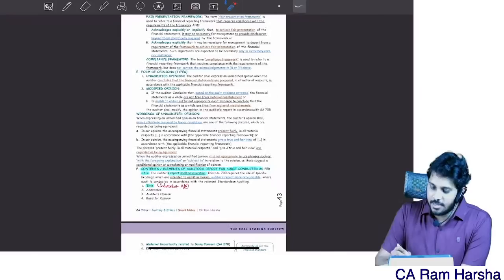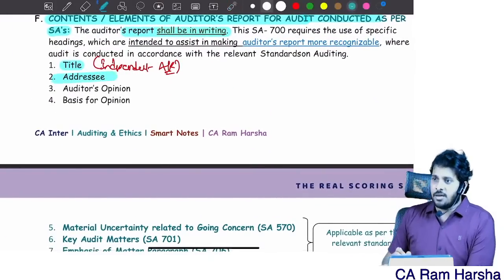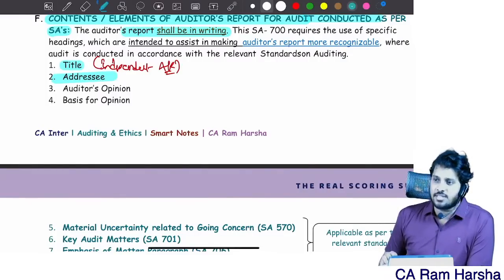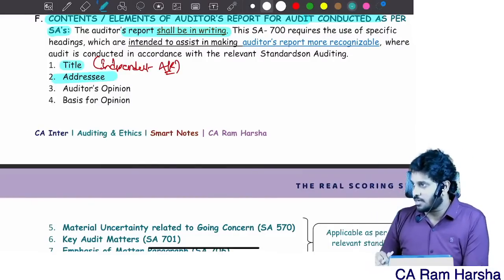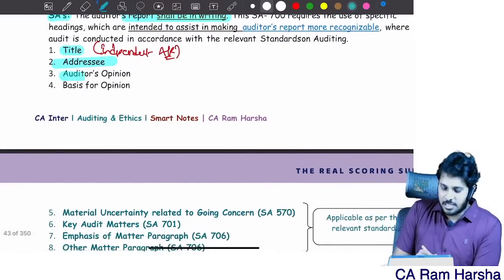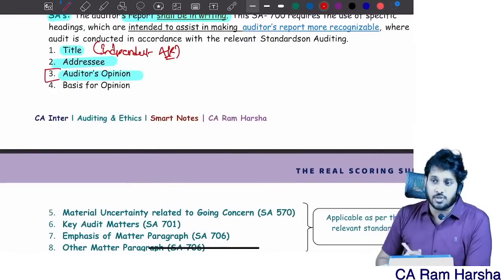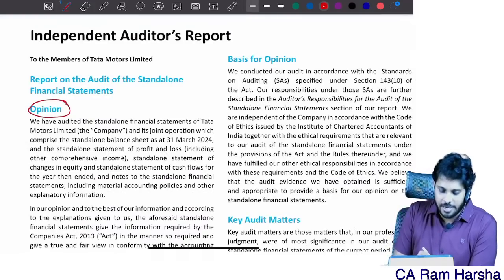The second thing in the audit report is what? Addressee. You should mention the addressee. Generally the addressee we mention in case of general purpose financial statements is the members. In case of special purpose financials, it is the appointing party, whoever appointed you. Then the first thing we give in the audit report after addressee and title is what? Opinion. You see, Tata Motors, they gave opinion.